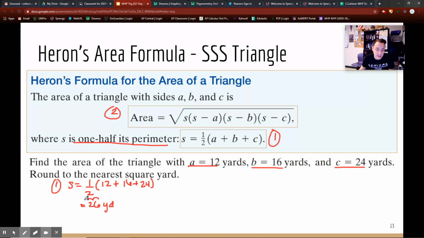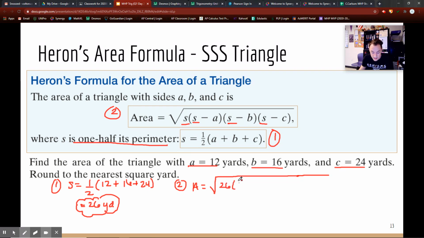Now this is not my answer. This is just 26 yards. That's technically my half perimeter, which means I plug that in for S into Heron's formula, my area. So I have A equals, and I want to find the area of the whole triangle. So 26, that's my S, minus A, which is 12, and then 26 minus B, which is 16, and then 26 minus C, which is 24.